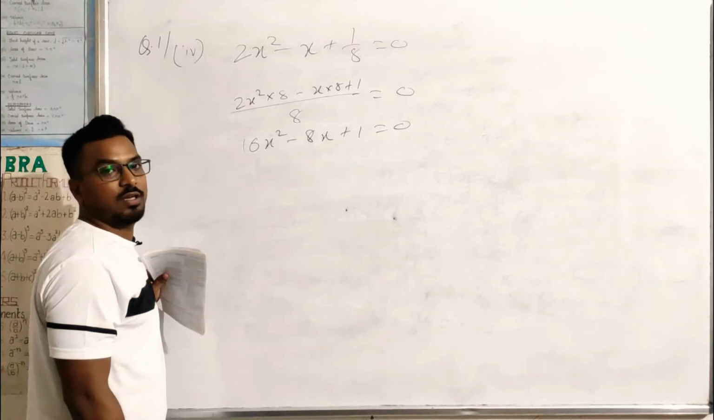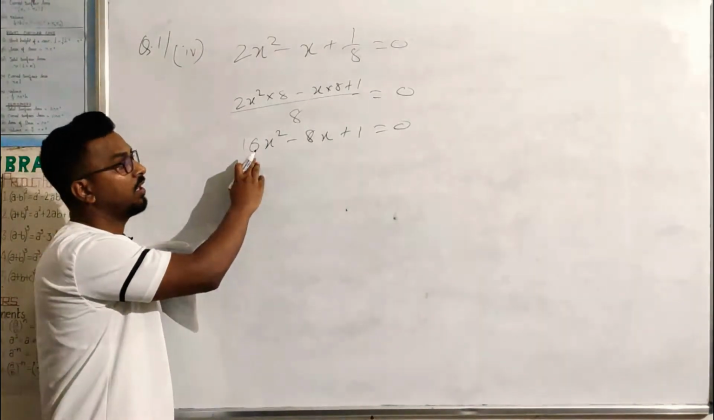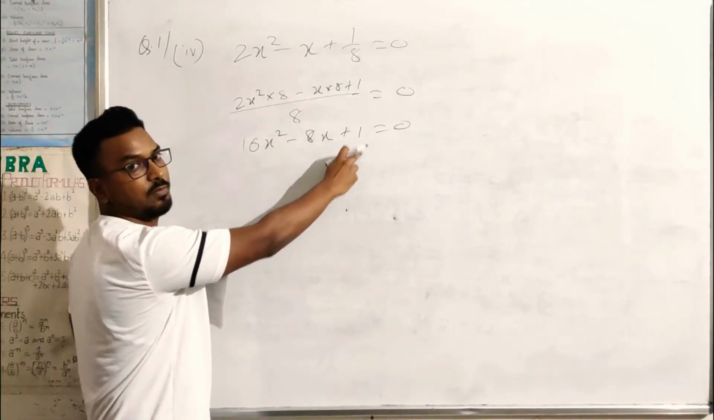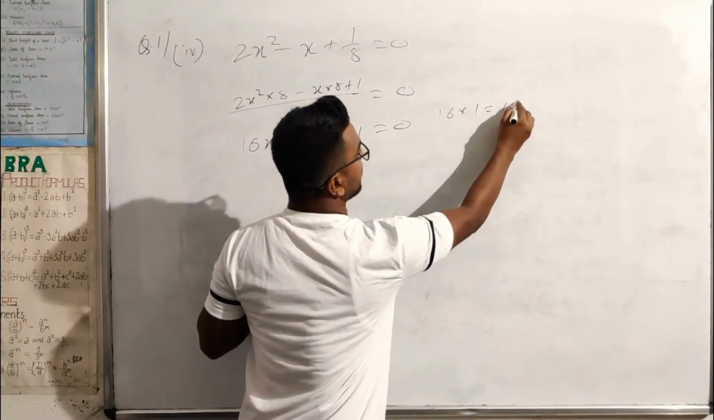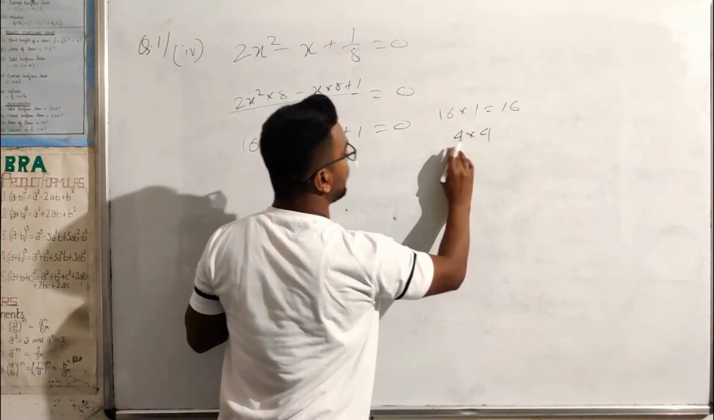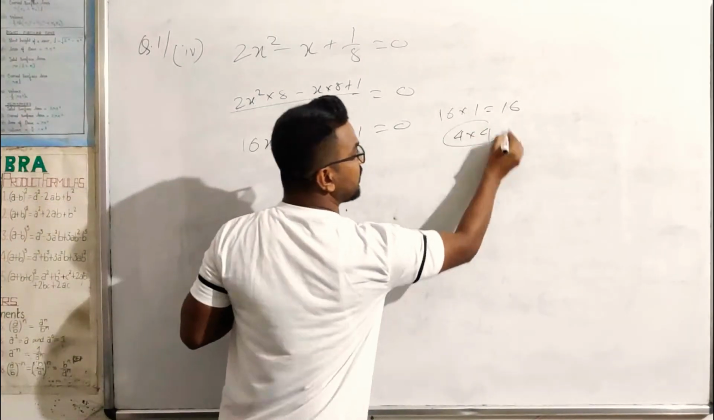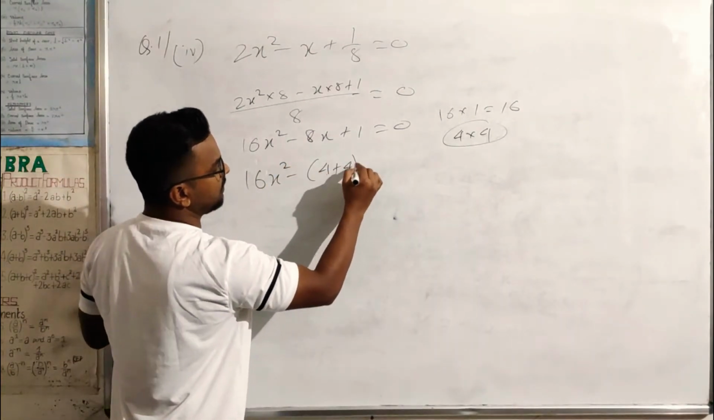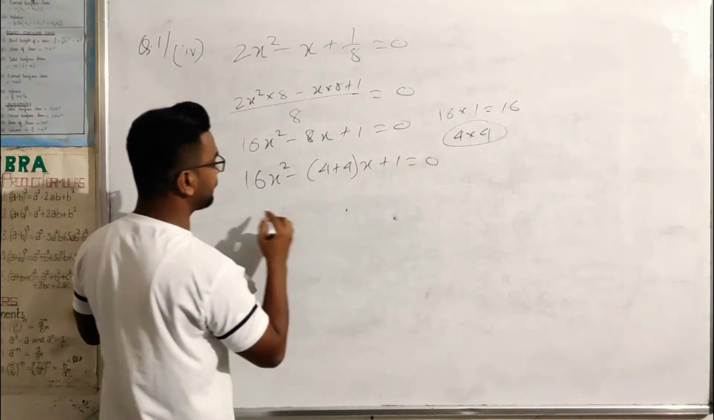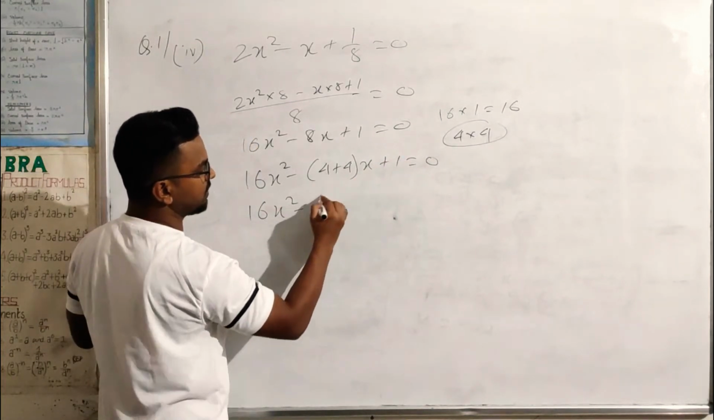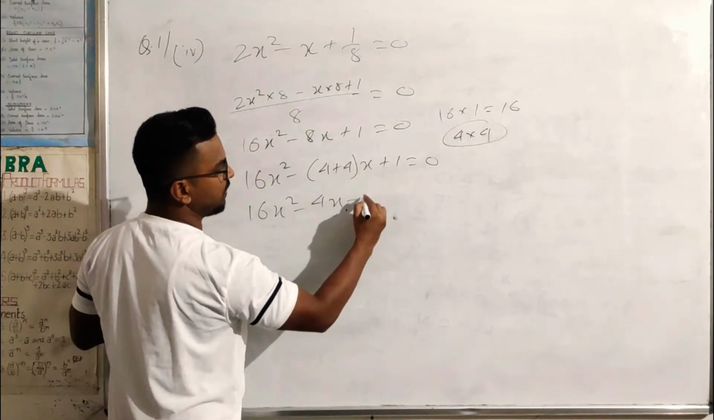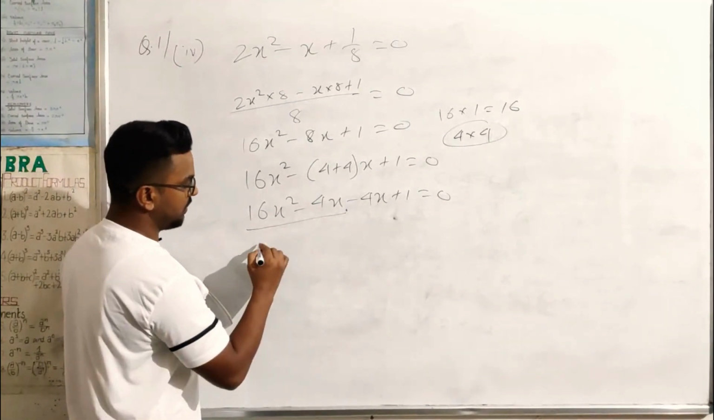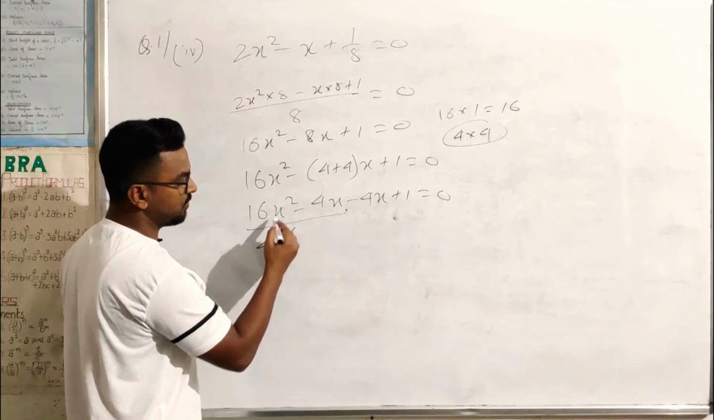So this is our quadratic equation. Now we multiply the coefficient of the highest power with the constant term. 16 into 1 is 16. What are the factors? 4 into 4. If you add, you will get 8. So we will use these two factors. This can be written as 16x square minus 4 minus 4, that is 8, into x plus 1 equals 0. So 16x square minus 4x minus 4x plus 1 equals 0. What is the common factor of the first two terms? That is 4x. 4x is common. If you take it out, what will remain?